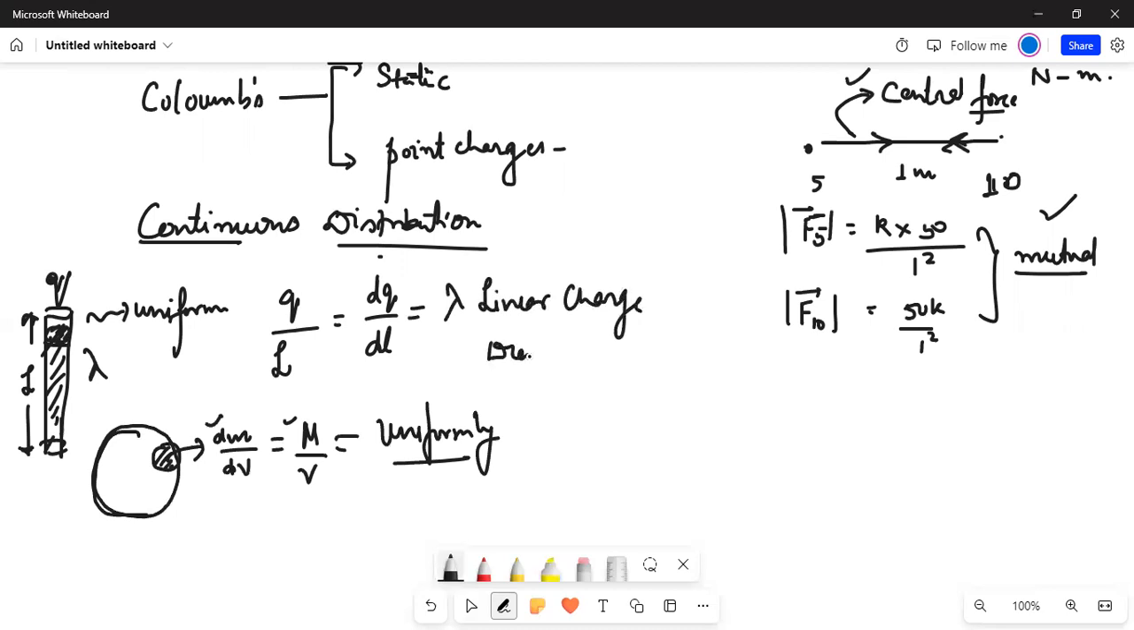Harshit, am I going too fast, or should I slow down? No, sir. अभी तक समझ में आ रहा है.